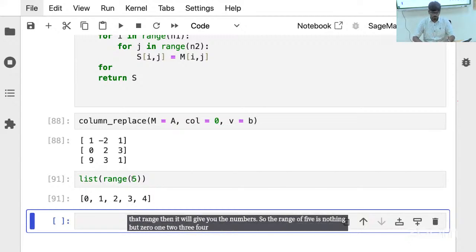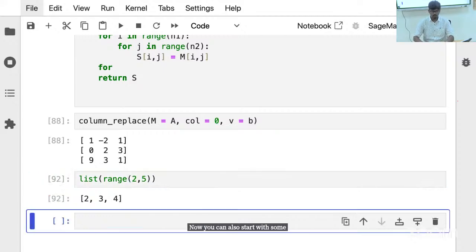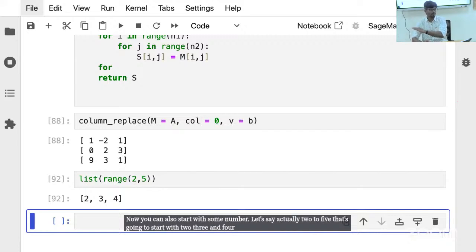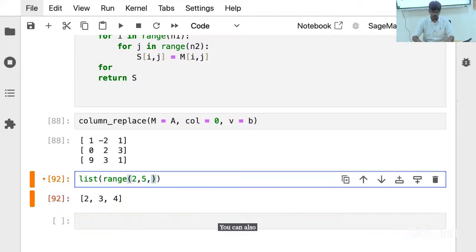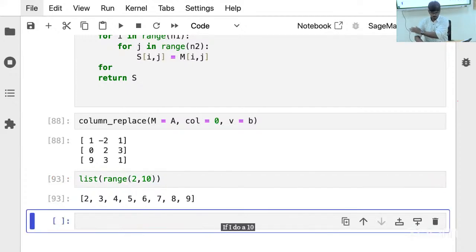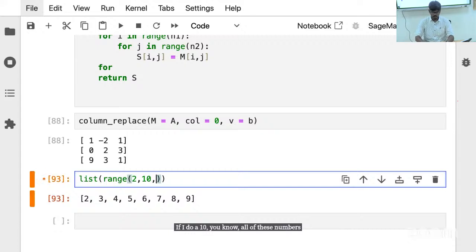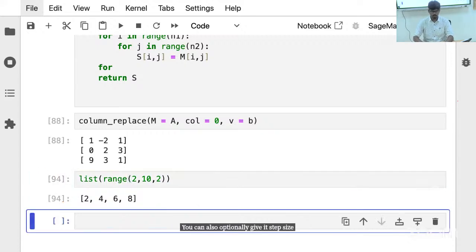Now you can also start with some number, let's say 2 to 5. That's going to start with 2, 3, and 4. It's not going to end with 5. It's going to stop before that 5. So the last index is never counted. You can also optionally give a step size as well. Maybe if I do a 10, all of these numbers. You can also optionally give a step size, let's say 2, for example.